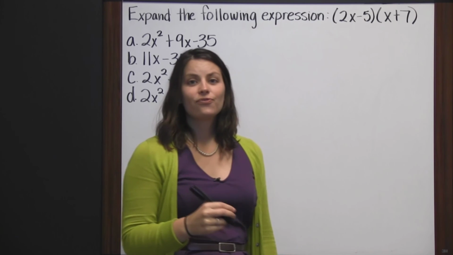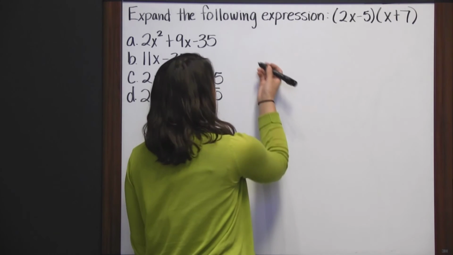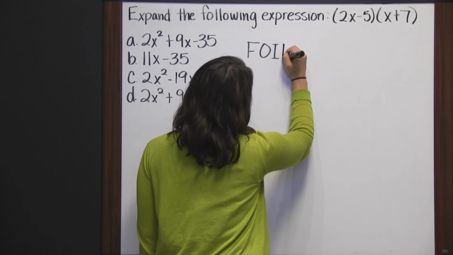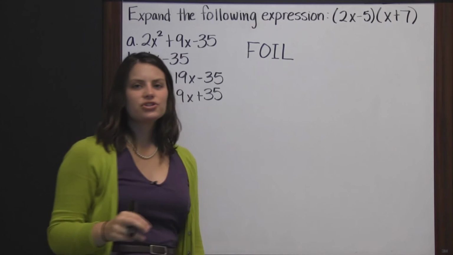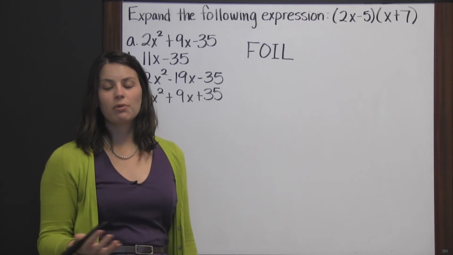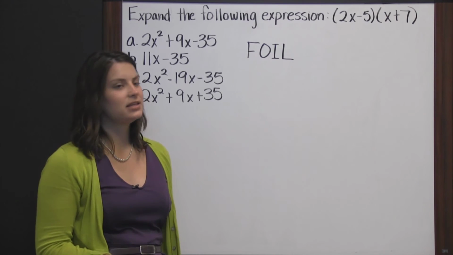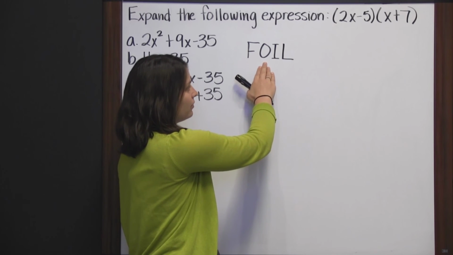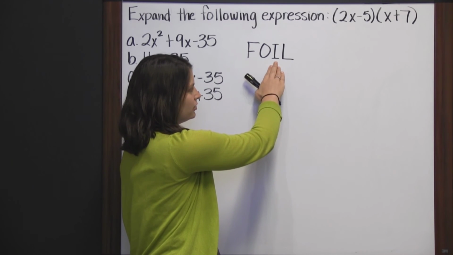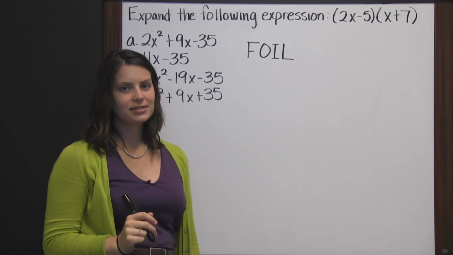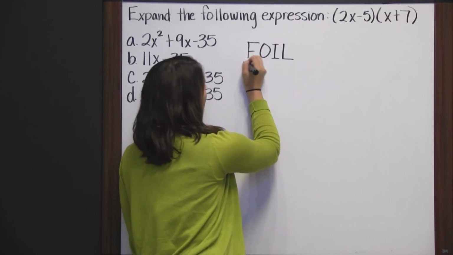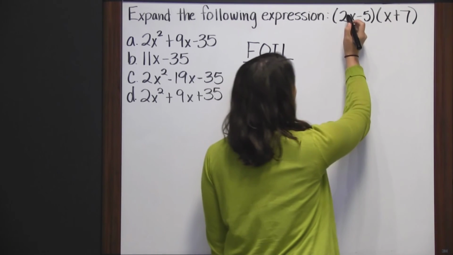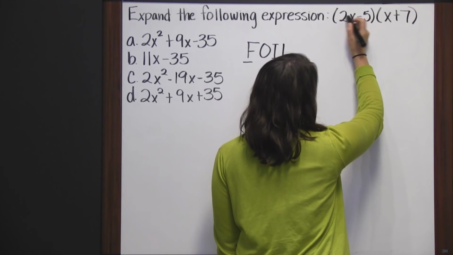So I'm going to use FOIL to help us multiply these binomials. FOIL is just an easier way to remember what to do when you're multiplying these binomials. The F stands for first, O outer, I inner, and L last. So we start with F, first. And that F tells you to multiply the first terms in each set of parentheses.